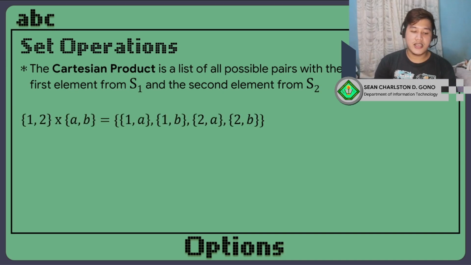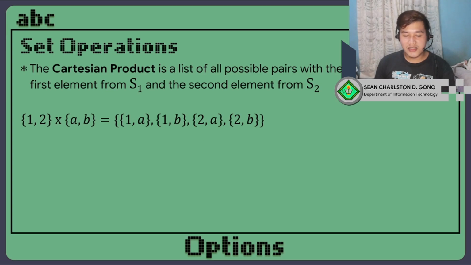Let's have an example. The Cartesian product of set 1 and 2 and set A and B is as follows. What we're going to do is combine 1 and A, so that's 1A, and then 1 and B, so we have 1B right here. Then we'll combine 2 and A, that's why we have 2A here, and 2 and B to get 2B. So that is the simplest Cartesian product example.